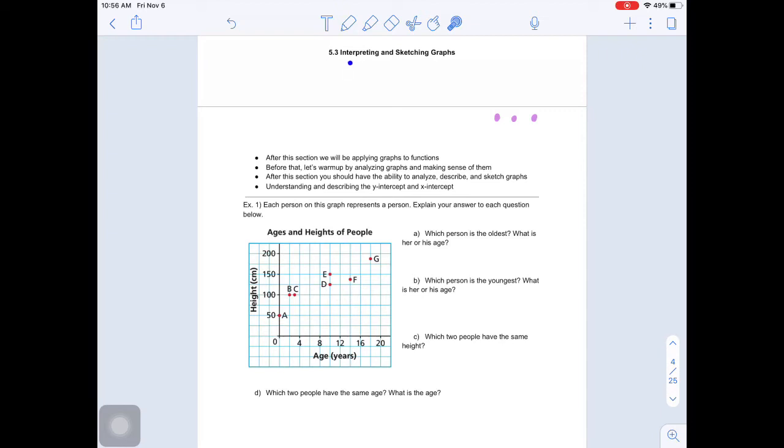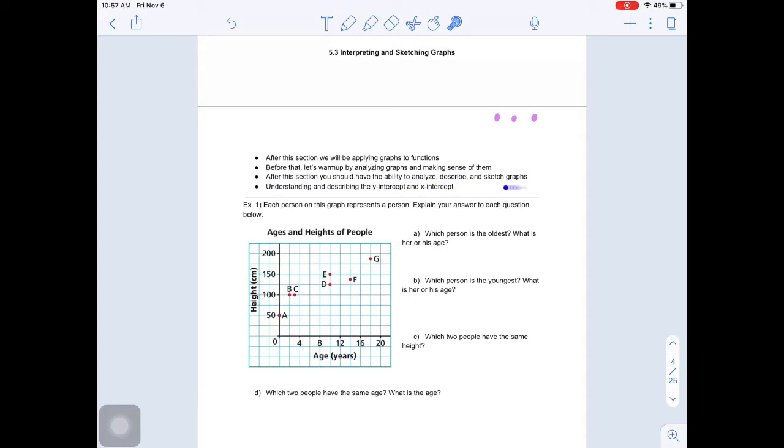So this is 5.3, and this is interpreting and sketching graphs. Okay, so after this, hopefully you're going to be able to do these things. You're going to be able to apply graphs to functions. Before that, we should really warm up by analyzing graphs and making sense of them. And then you should have the ability to analyze and describe and sketch graphs.